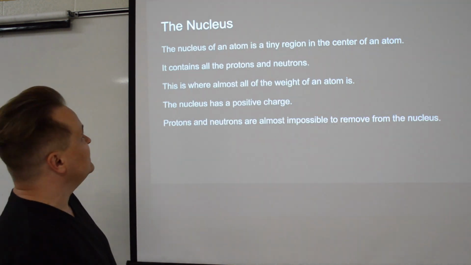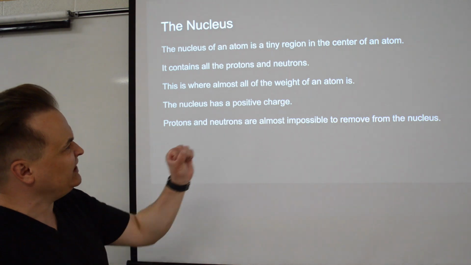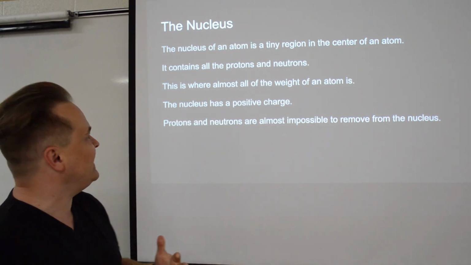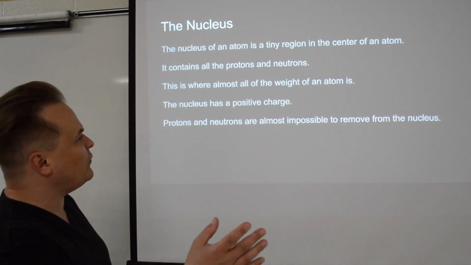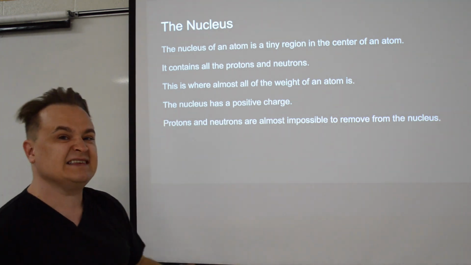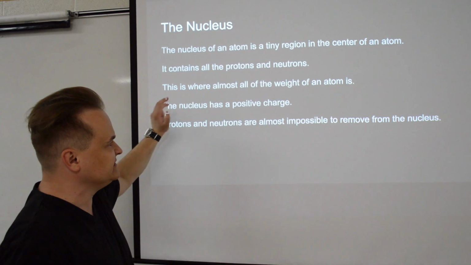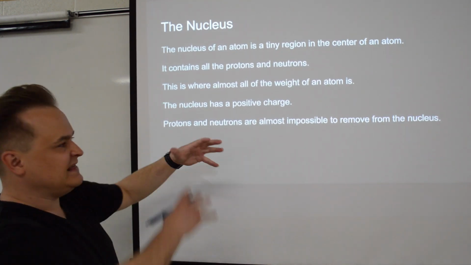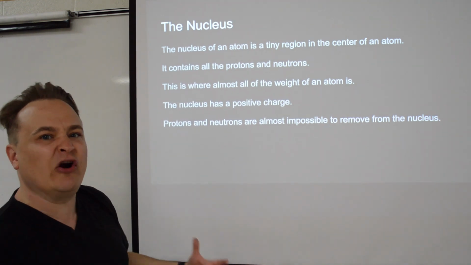The nucleus of an atom is a tiny region in the center of an atom. It contains all the protons and neutrons, or the mass. This is where almost all of the weight of an atom is. The nucleus has a positive charge. That's important. You want to know that. The nucleus is always going to be positive, whereas the outer shells are going to be the negative areas of an element.